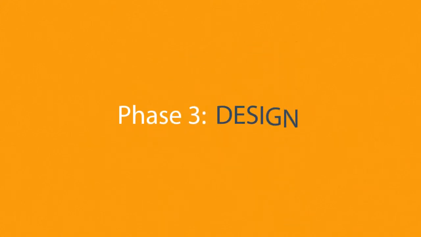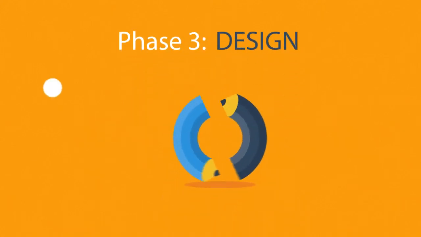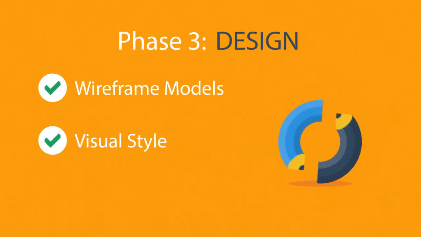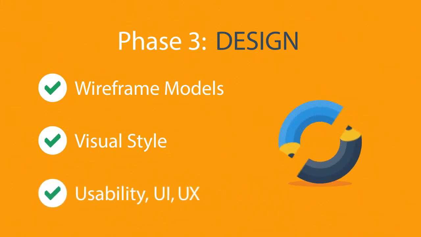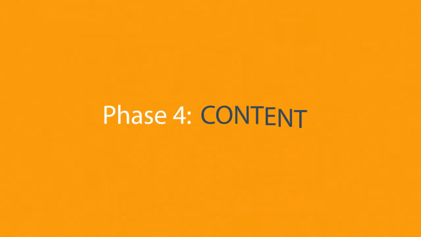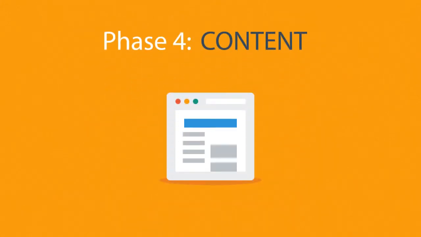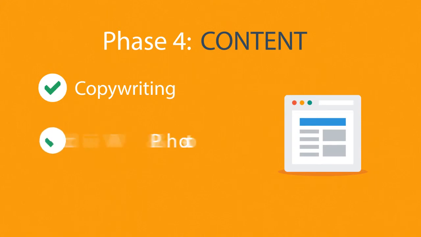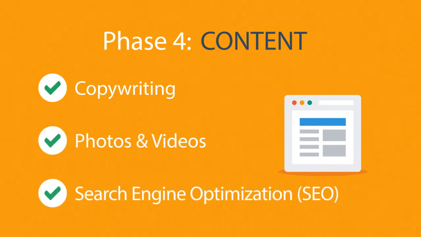Phase 3, design. Not only do we focus on wireframe models and the visual style in this stage, but also on the usability of the user interface for the best possible user experience. Phase 4, content. A very important part of the process is choosing the right text, photos, or videos, all optimized not only for your visitors, but also for search engines.